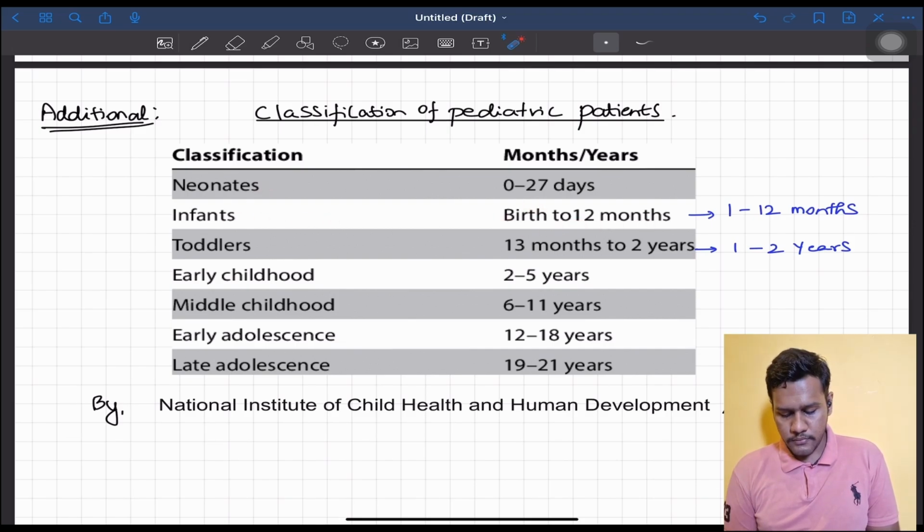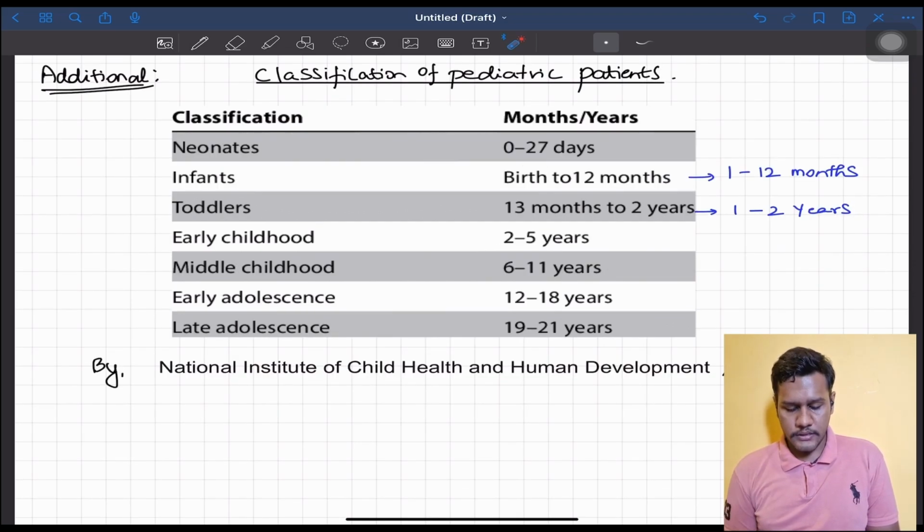Then the toddlers, from 1 year to 2 years of age. Early childhood is 2 to 5, middle childhood 6 to 11, early adolescence 12 to 18, and late adolescence 19 to 21. These are the classifications of age for the pediatric patient.